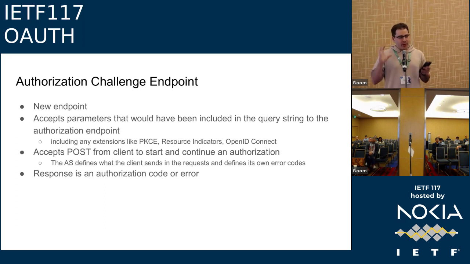Okay, a couple. The core thing that this draft does is it defines a new endpoint. We're calling it the authorization challenge endpoint. This is meant to be the native app's version of the authorization endpoint. In the authorization code flow, the authorization endpoint is an endpoint that the user agent will be redirected to in order for the user to then do a bunch of stuff there that's not defined in the spec. Same idea, but now it's a new endpoint because this endpoint accepts POST requests from the app. Basically, anything that would have been sent in the query string as a GET to the authorization endpoint is now sent as a POST parameter to the authorization challenge endpoint, including any extensions that are defined anywhere in OAuth. So PKCE, resource indicators, OpenID Connect stuff, anything that you can extend on the authorization endpoint, you can also extend here.